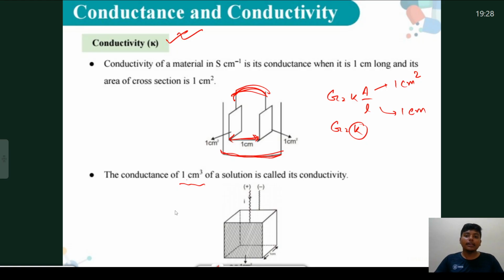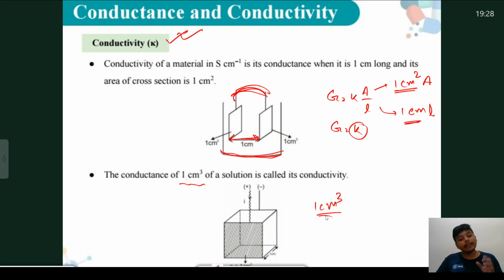Also, you can tell that 1 centimeter square is the area and 1 centimeter is the length. So what will be the volume? 1 centimeter cube. So if you take a box which has a volume of 1 centimeter cube, what is the potential difference or what is the conductance, that is known as conductivity.